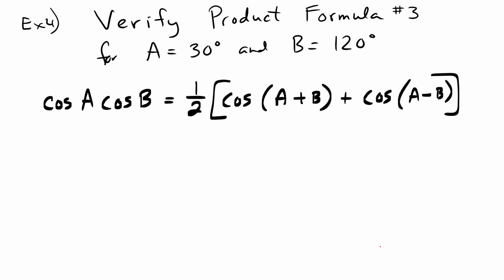My brain is foggy right now. Cosine A plus B, that would be cosine 150. Absolutely. So you have to be mindful of what you're adding and what you're subtracting here. All right, I'll give you guys time to do it yourself here. Let me take a look at the time.